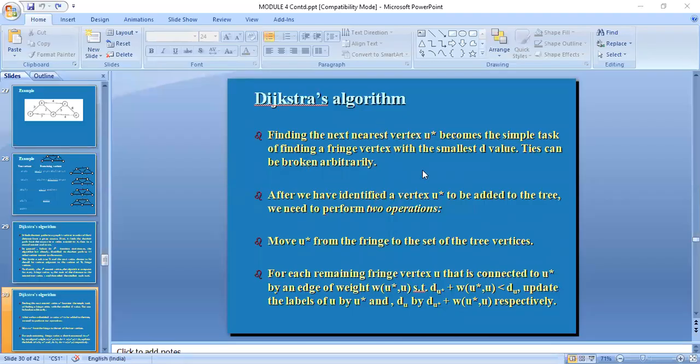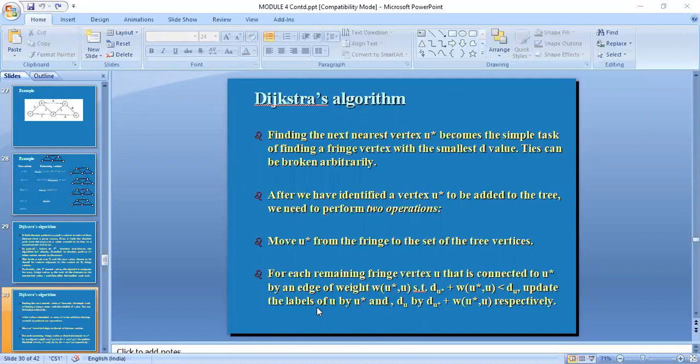Finding the next vertex becomes the simple task of finding a vertex with the smallest d value. If there are ties, ties can be broken arbitrarily. After identifying a vertex U star, which is added to the tree, you need to do two operations. One is moving U star from the fringe to the set of tree vertices. For each remaining vertex U that is connected to U star, you identify the weight W of U star comma U, such that d of U star plus W of U star comma U is less than d of U. Now you update the labels as well as the distance.